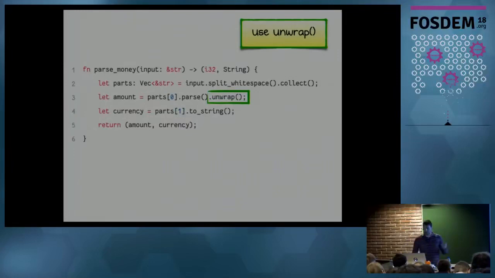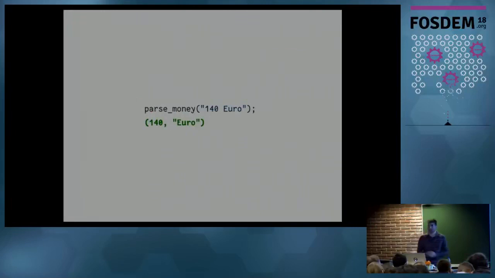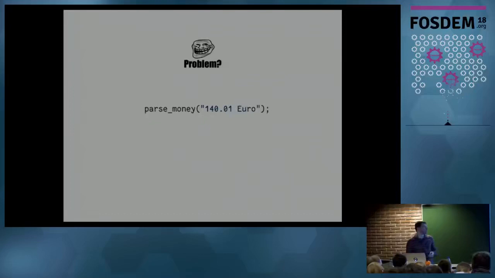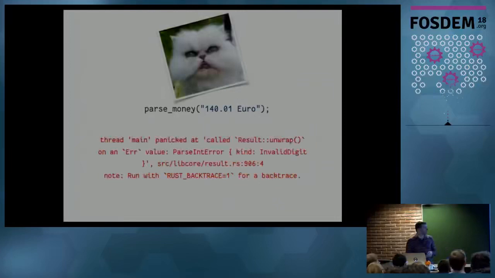So if we take this function that parses our thing, we can use it to parse our money. And we're done, right? Well, what if somebody tries to parse some sub-euro amount? Well, bad luck. You get a runtime error with a panic. Even though Rust is safe, it cannot save you from not declaring what you want. So our intent, we must define.